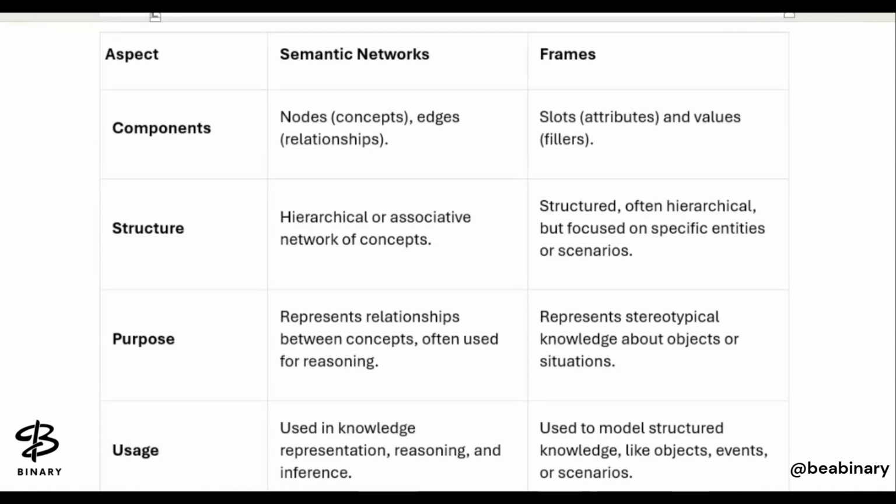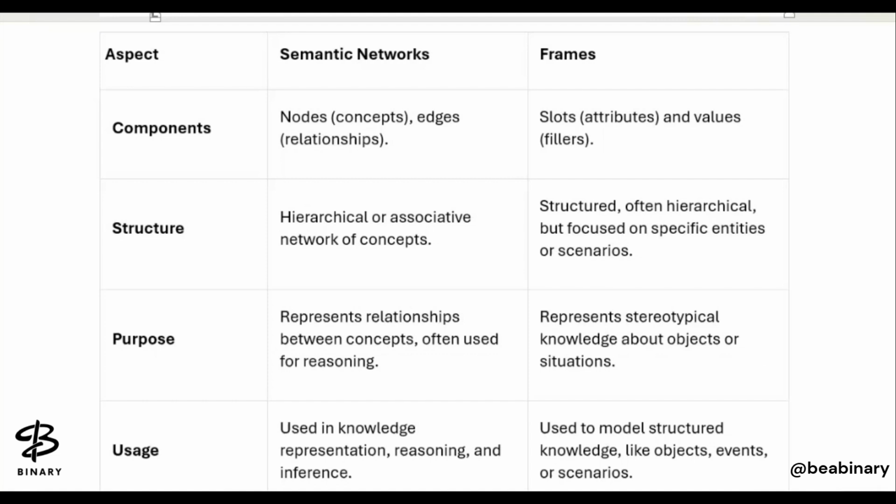In terms of structure, semantic networks provide a hierarchical or associative network of concepts: how the different concepts are associated with each other. The relationship in semantic networks is based on concepts. And in terms of a frame, the structure is a particular structure, often hierarchical, but focused on a specific entity or a specific scenario.